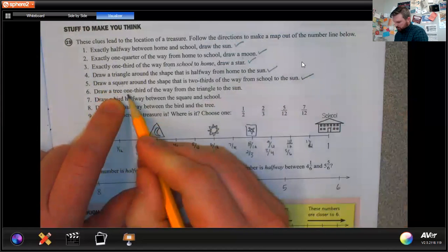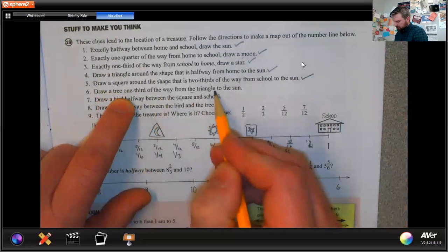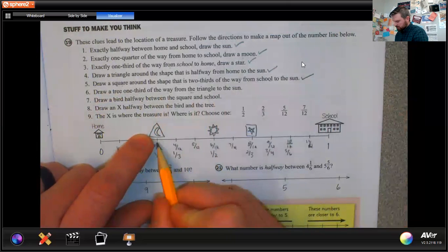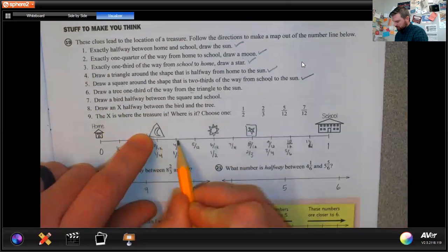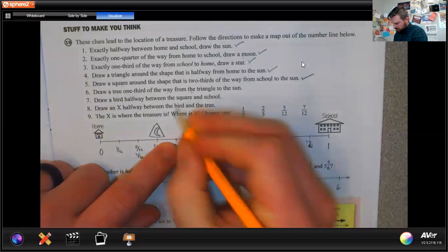Draw a tree 1/3 of the way from the triangle to the sun. So triangle to the sun, 1/3 of that, there's only 3 spaces. So 1/3 of that would be right here. And we're going to draw a tree.